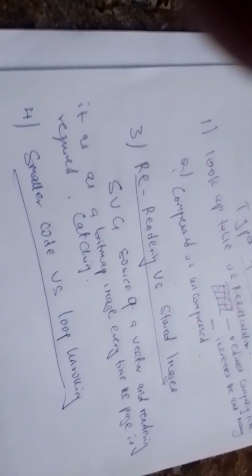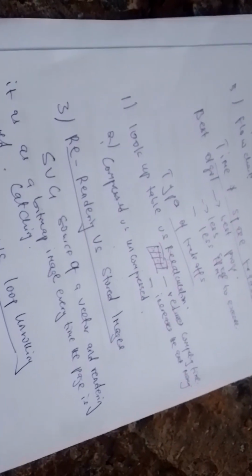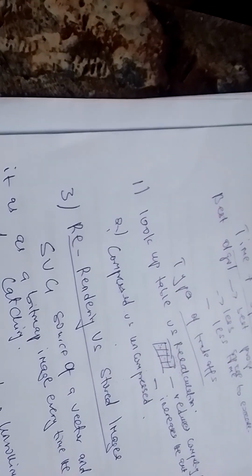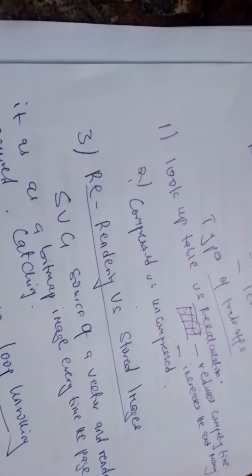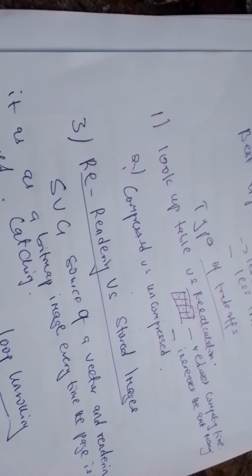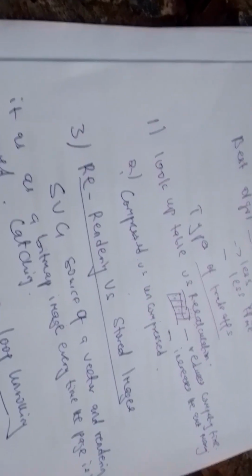So we have four types now of trade-offs. The first one is lookup versus recalculation, which I mentioned. The second one is compressed versus uncompressed data. Then the third one is rendering versus stored images, and the fourth one is smaller code versus loop unrolling.